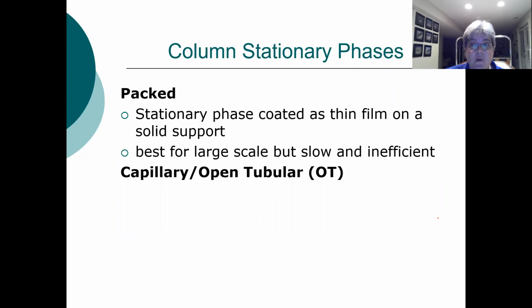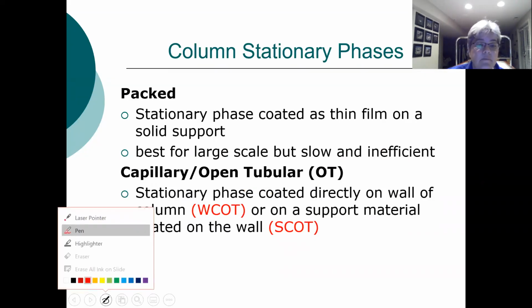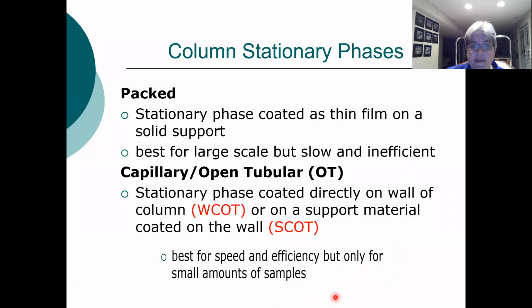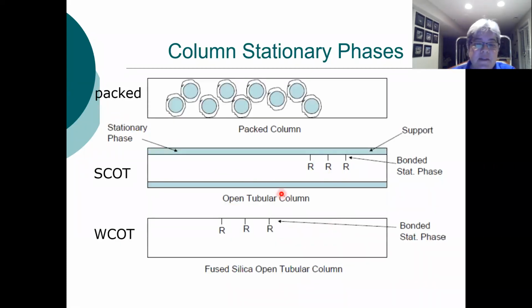Okay, the capillary or open tubular, there are 2 kinds of column. There is one where you put the stationary phase on the wall of a column, and then another where you put the stationary phase on a support that goes on the wall. And these columns are really fast and efficient, but they can only handle very small sample sizes. All right, so let me show you a couple pictures that will help you understand the difference between these.